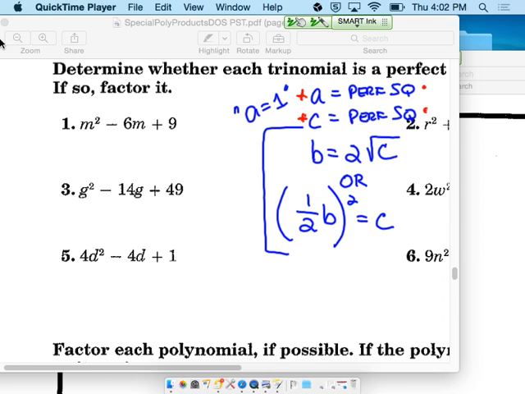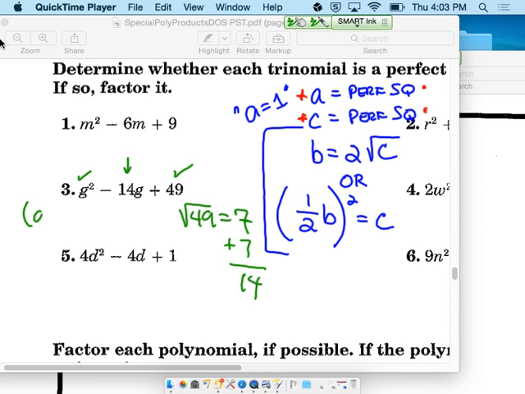So let's look at number 3 together, okay? Do I begin and end with perfect squares? So I have positive g squared and positive 49. They are both perfect squares. Is the term in the middle the square root of 49, which is 7, times 2? Is the term in the middle 7 plus 7, or 7 times 2? Is my linear term 14?